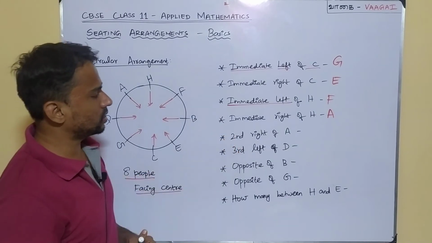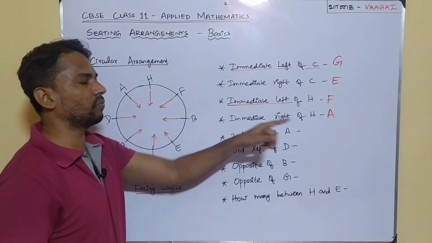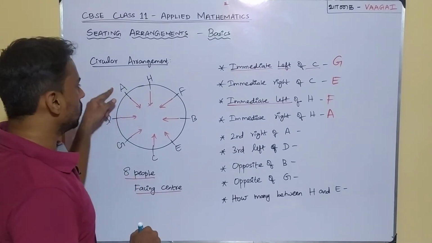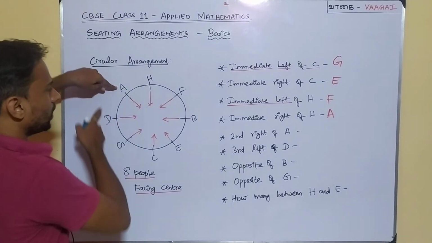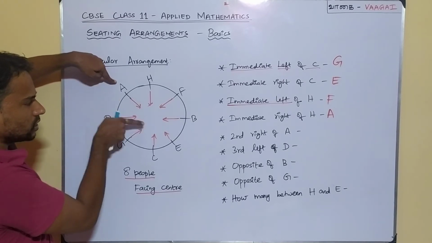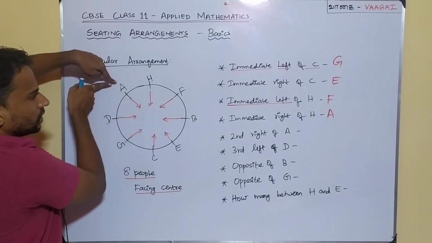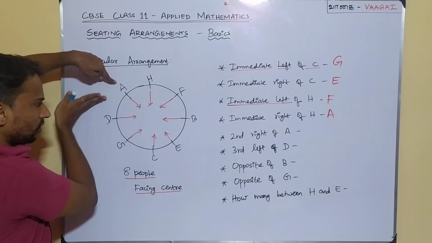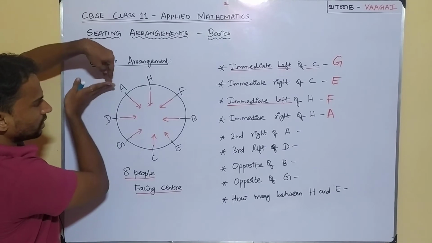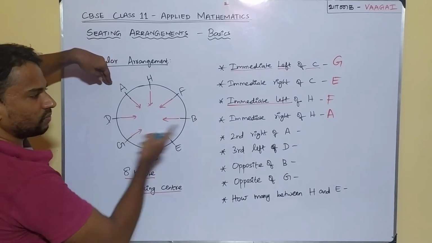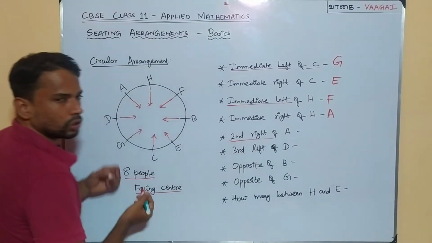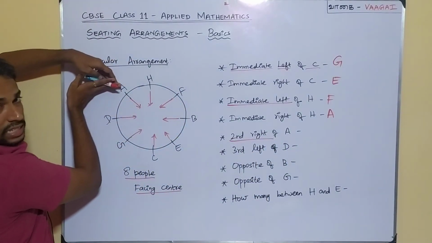Next is who is seated to the second right of A? This is our question. So A is here, and we have to see the second right of A. What about A's position? A is here and we have to go to A's right hand side. For a person who is facing like this, his right hand side will be like this. Just carefully see. A is seated here, A's right hand side will be like this, and we have to go for the second right of A. So from A we have to go for second right.